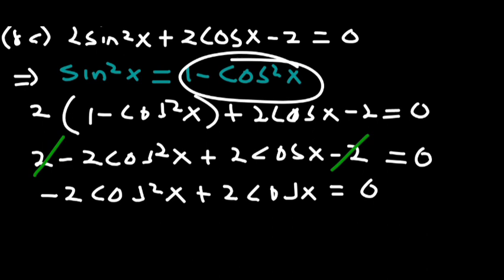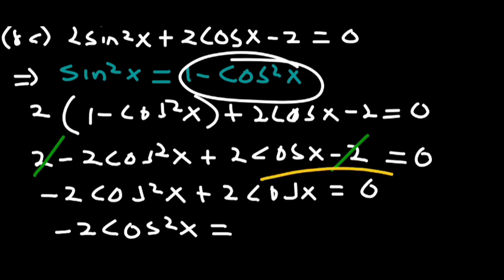What are we going to do? The second thing that we're going to do, we're going to say negative 2 cos squared x is equal to, let us move this one to this side, negative 2 cos x. We know that this negative sign will cancel, and even the 2 can be divided. So we are only remaining with cos squared x is equal to cos x.